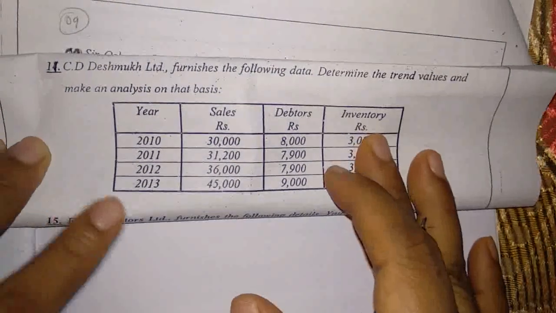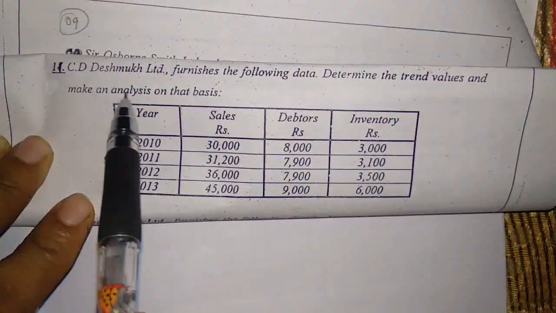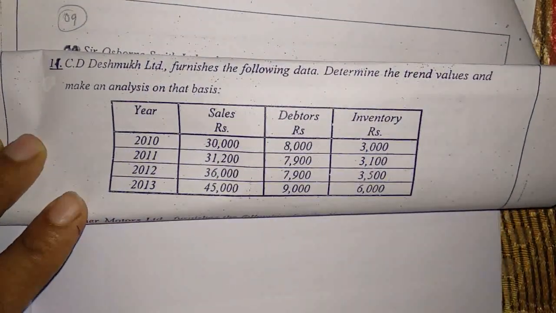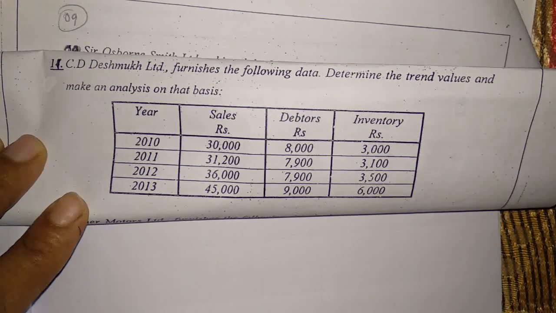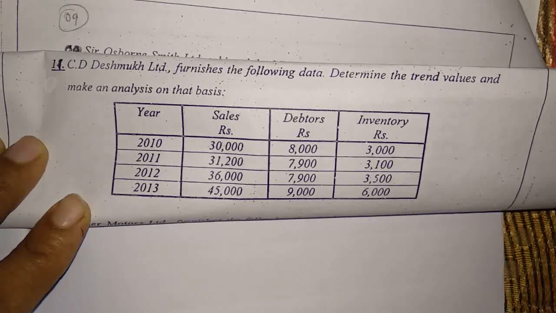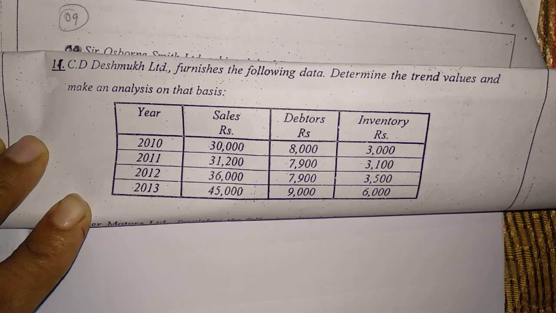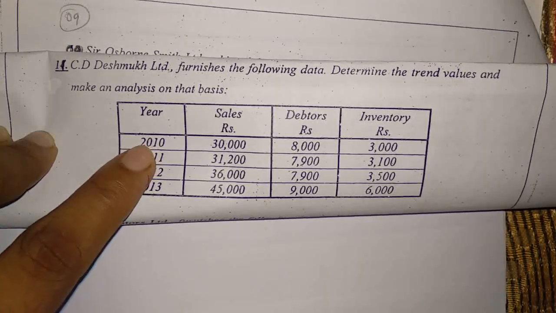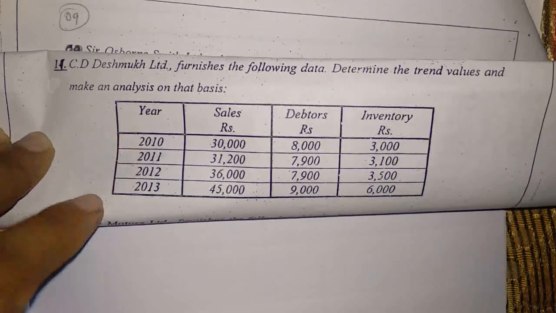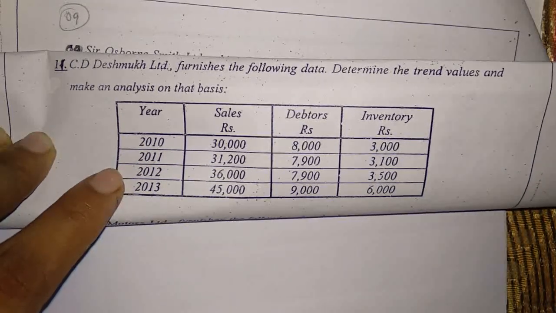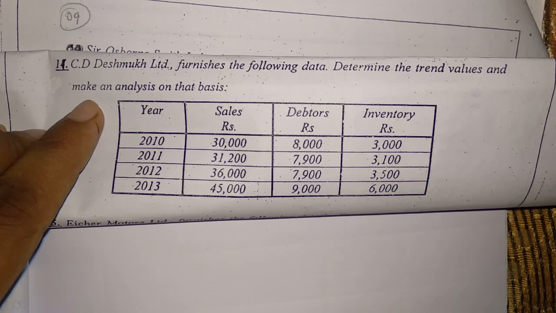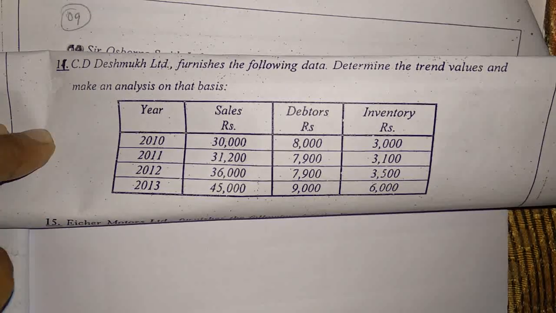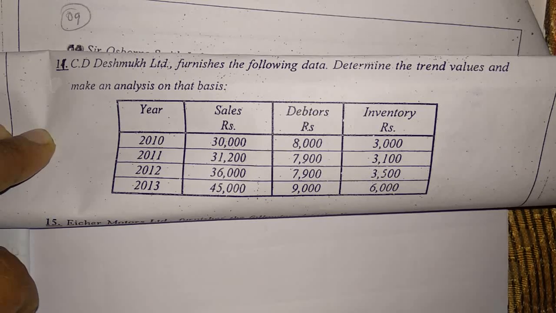Next, problem number 11. CD Deshmukh Limited furnishes the following data. Determine trend values and make an analysis of that. So here sales, debtors and inventory are given. Here base year will be 2010 as it is the earliest year. And they have to make an analysis also. So that is, we have to observe the changes and we have to comment on it.